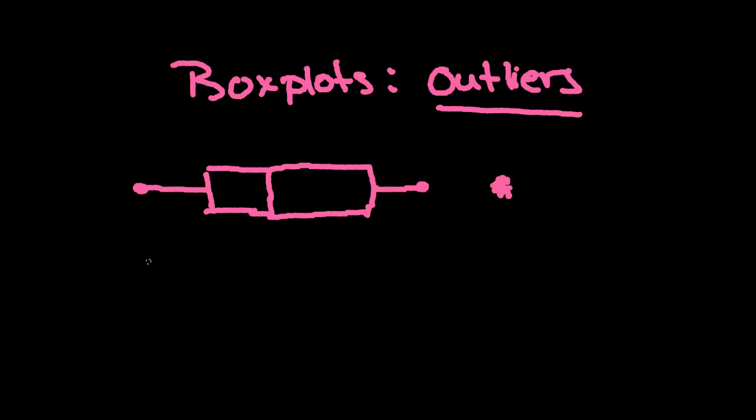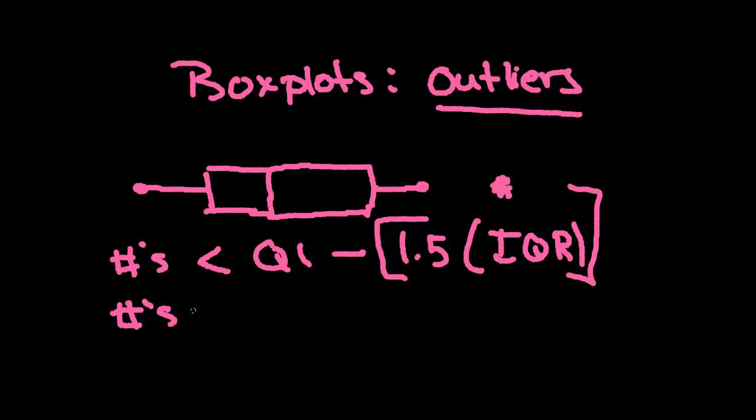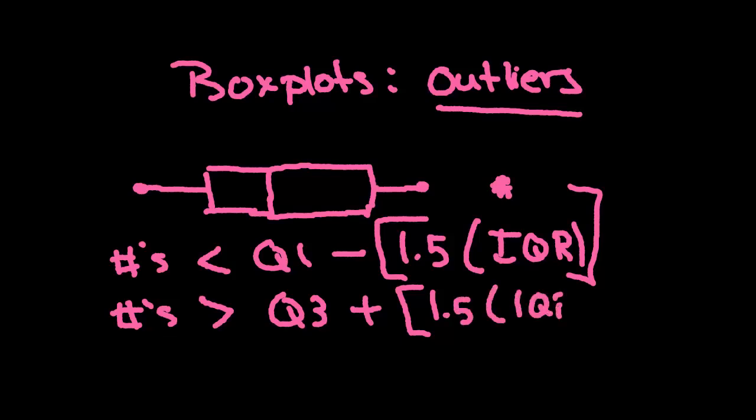To compute that, we won't go into that in this lesson, but it's any data values, numbers that are less than Q1 minus 1.5 times the IQR. And you do that first. You do 1.5 times the IQR and then do Q1 minus that number. Or numbers that are greater than Q3 plus 1.5 times the IQR. And anything that is on that outer edge would be considered an outlier as well.